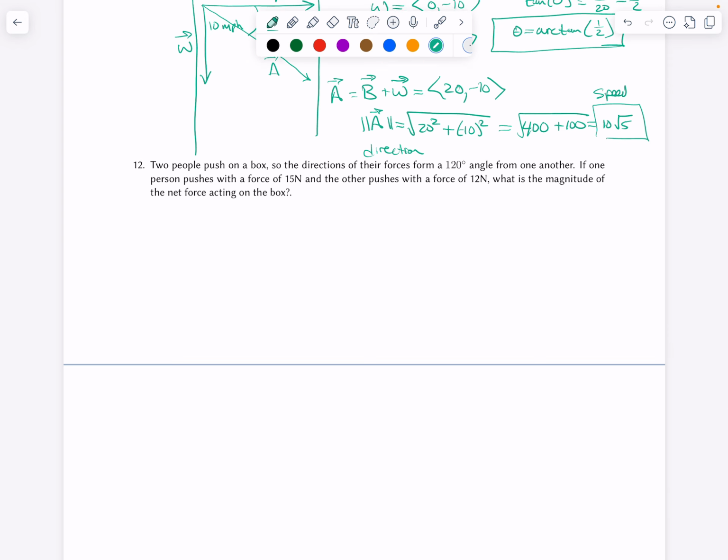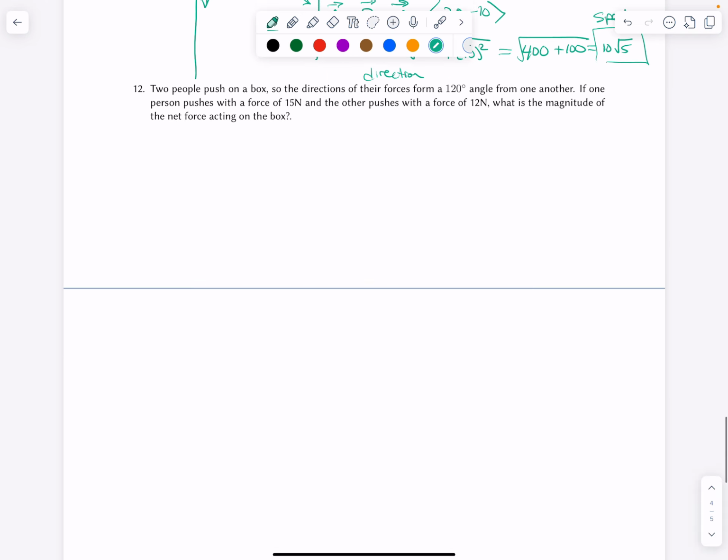Last one, 2 people pushing a box. Here, you're not given any direction or point of reference. So we're going to do a top down view, looking down on this box. One of the people will be pushing the box, let's go this way, from left to right. And then the other person, it says that there's a 120-degree angle. The other person will be doing this.